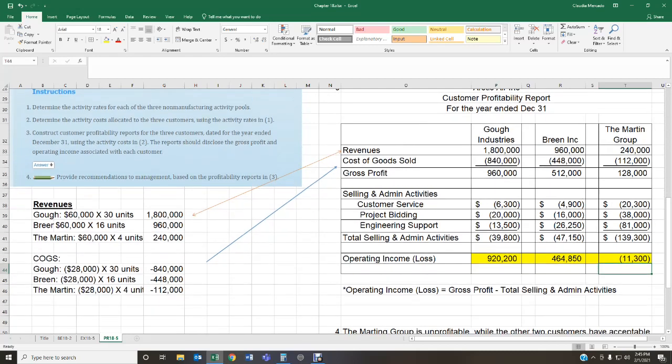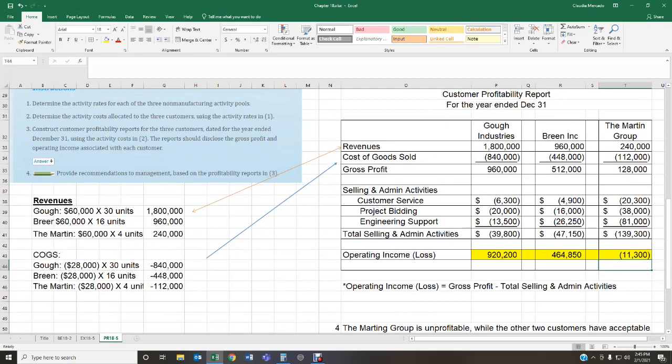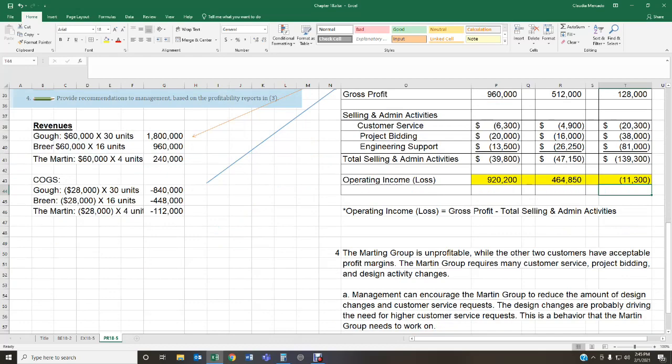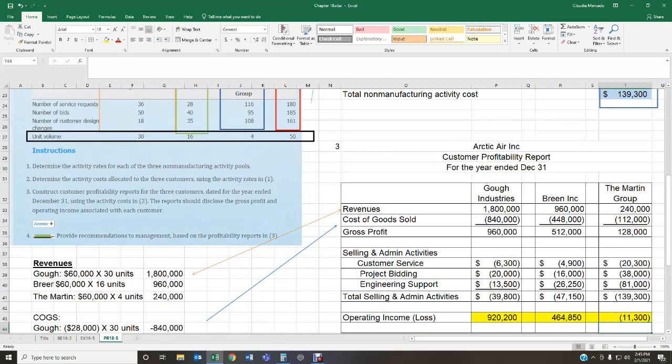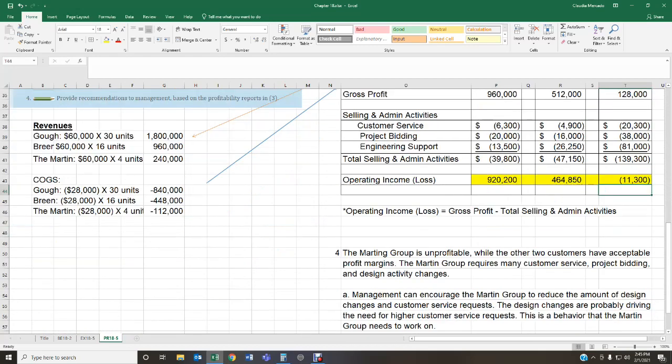So that is requirement 3. Now requirement 4 says provide recommendations to management based on the profitability report in requirement 3. Okay? So if we look at the big picture here, the customer profitability report for Arctic, we find out that the Martin Group is unprofitable, while the other 2 customers have acceptable profit margins.